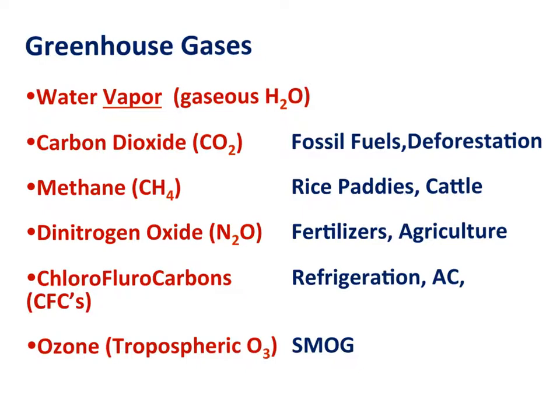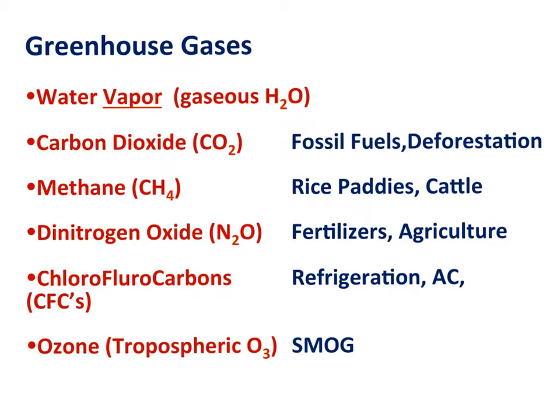Now, it's important for you to understand the source of these gases. The human activities that enhance the concentration of these gases in the atmosphere are, for carbon dioxide, fossil fuel combustion and deforestation. For methane, it is the anaerobic decomposition of organic matter in rice paddies and in the guts of cattle. For dinitrogen oxide, nitrous oxide, fertilizer use in agriculture. For chlorofluorocarbons, CFCs, it's the use of refrigerators and air conditioners, solvents and fungicides and aerosols. And for tropospheric ozone, it is smog formation.